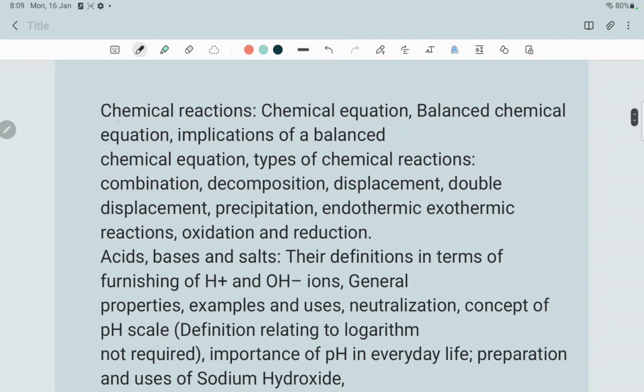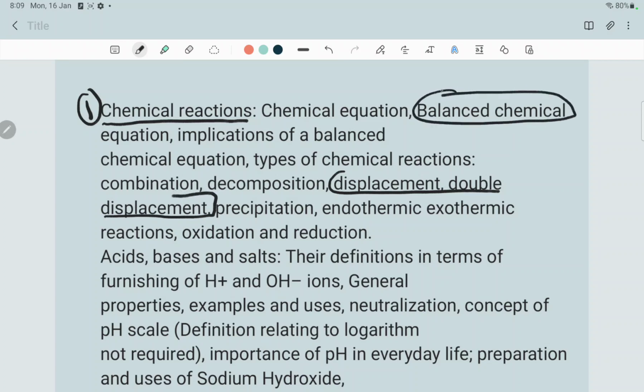So the first unit, which is the chemistry unit. Now in this, the first chapter is chemical reactions, wherein I must know what is a chemical equation. Then I should know how to balance a chemical equation, why we balance a chemical equation, and the different types of chemical reactions. So here the most important questions generally come from this topic, which is displacement and double displacement. Then there can be questions from balancing and why do we balance.